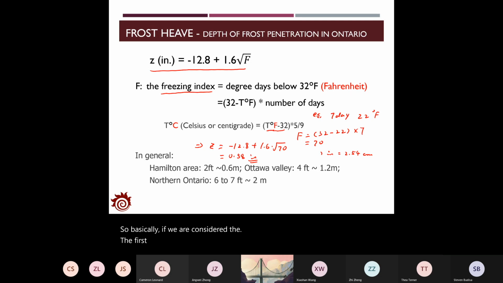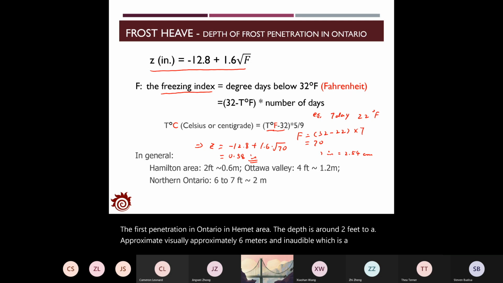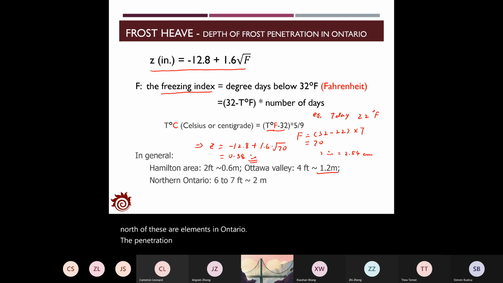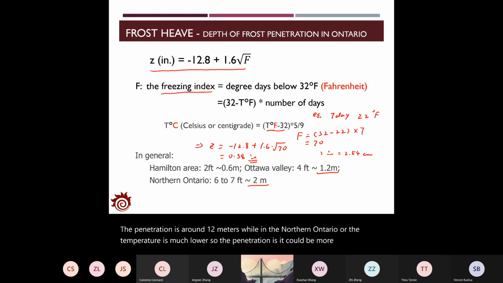So basically, if we consider the frost penetration in Ontario, in the Hamilton area, the depth is around 2 feet, which is approximately 0.6 meters. And in Ottawa, which is a little bit north in Ontario, the penetration is around 1.2 meters, while in northern Ontario, where the temperature is much lower, the penetration could be more than 2 meters.